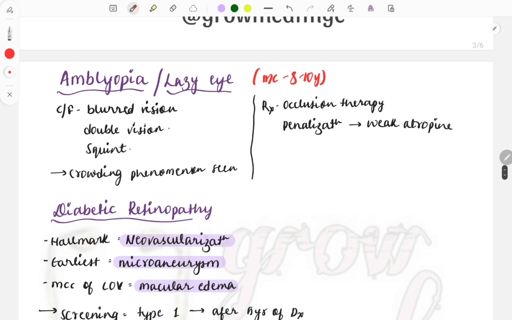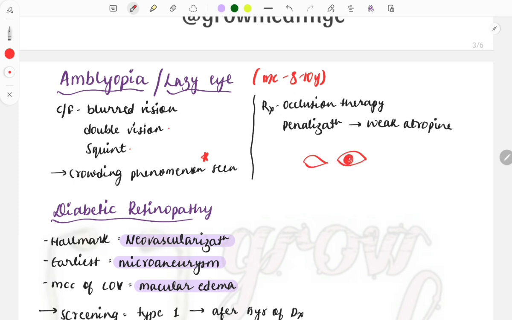So crowding phenomenon is seen in this. This was a PYQ, and the treatment is occlusion therapy, or we can also do penalization. Penalization means muscle weakening by atropine. So we will be giving the atropine in the eye which is not affected. So this is the eye, so it will be unilateral.